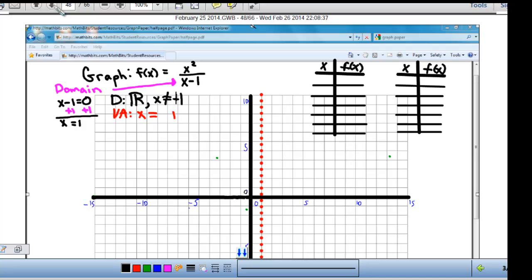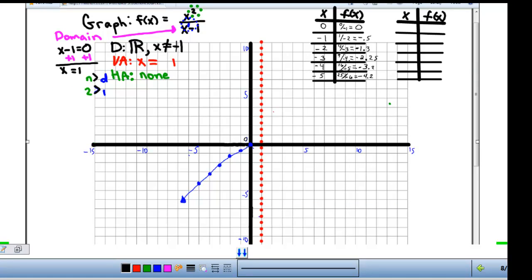Draw that dashed line. For the horizontal asymptote, look at the numerator. The highest degree in the denominator is 1. The degree of the numerator is greater than the degree of the denominator. Remember, when the degree of the numerator is greater than the degree of the denominator, the horizontal asymptote is none. There is not a horizontal asymptote.